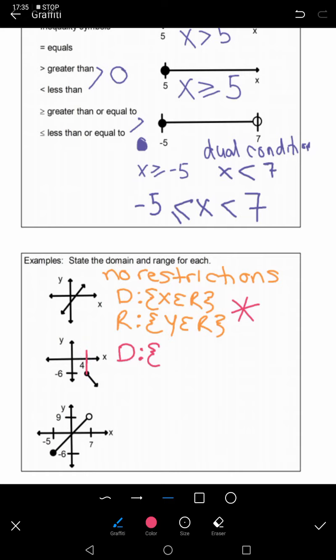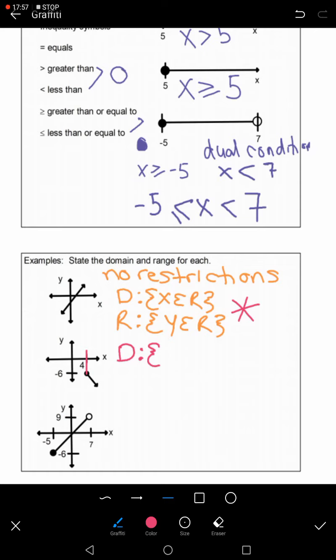So if I look where my line is starting, I'm just going to draw a line up to the x-axis to see where it's starting. And it's clearly starting at 4. Okay, so my line is going out to the right. So I can see that it's getting larger than 4.